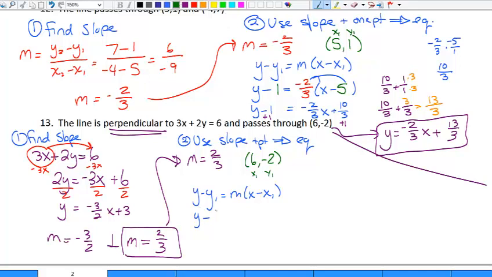So we have y minus a negative 2. The blue minus is because there's a minus in the formula. The green negative is because there's a negative on the green 2 in the point. Equals m, and in this case my m is positive 2/3 because it's the opposite and reciprocal. Parentheses x minus x1, which is 6.